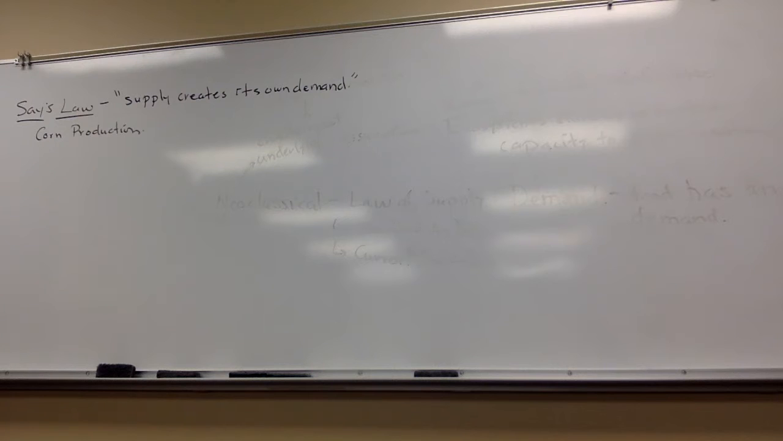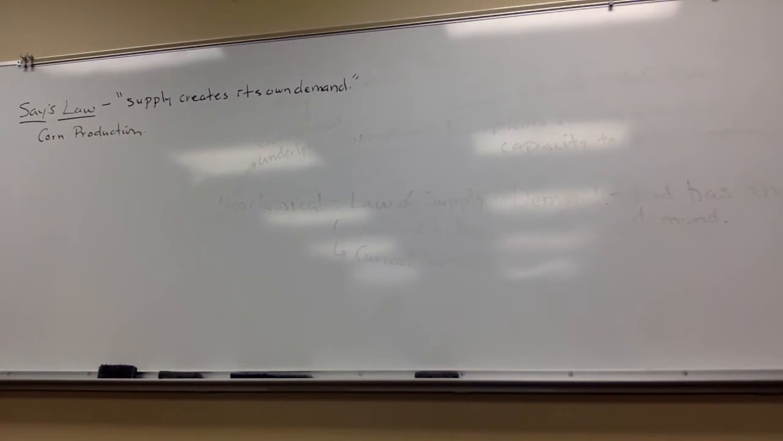The idea behind Say's law is that when something is super abundant and can be cheaply acquired, clever people will find things to do with that resource, and in the process of finding things to do with that resource, they will create demand for that resource that wasn't there prior to the resource being super abundant and cheaply acquired. What's the big product that we've talked a lot about in this class that is super abundant and really cheap? Corn. So why is corn super abundant and really cheap?